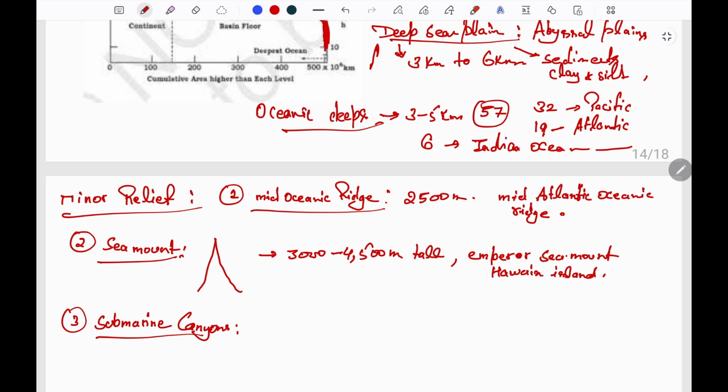So they are sometimes found on the continental slope areas and formed because of the turbidity formed due to the sediments of the rivers and oceans also. They are generally formed at the mouth of large rivers. Example being Hudson Canyon.